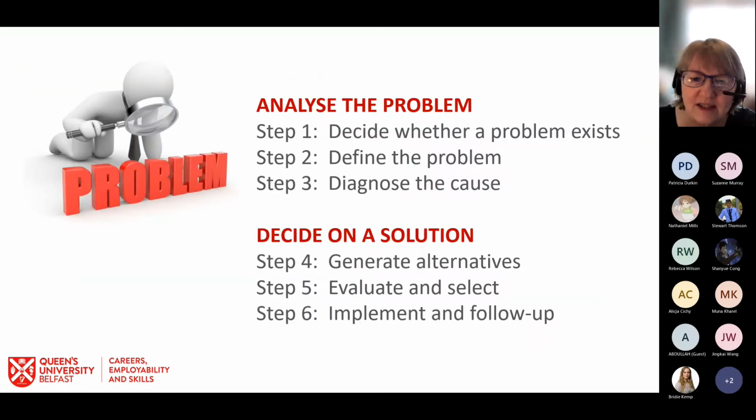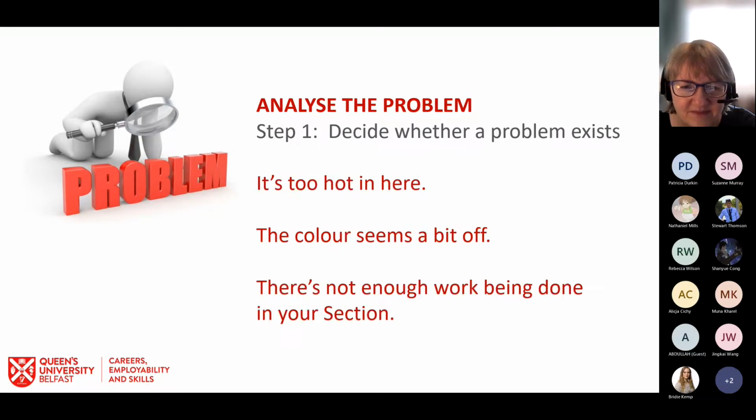Okay, so I'm going to look at this 6-step approach to problem solving. And as you can see, it's divided into 2 very different processes. So analysing the problem and deciding on a solution, essentially problem solving and decision making. So step 1 is deciding whether a problem exists.